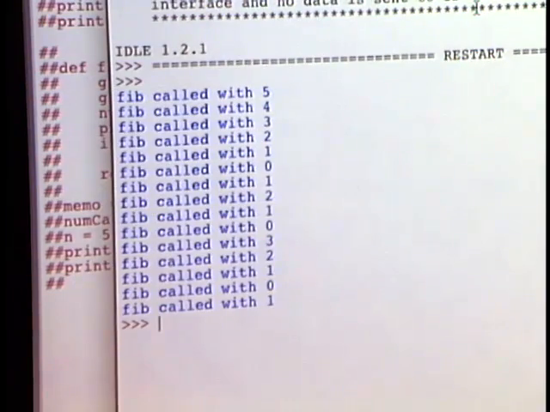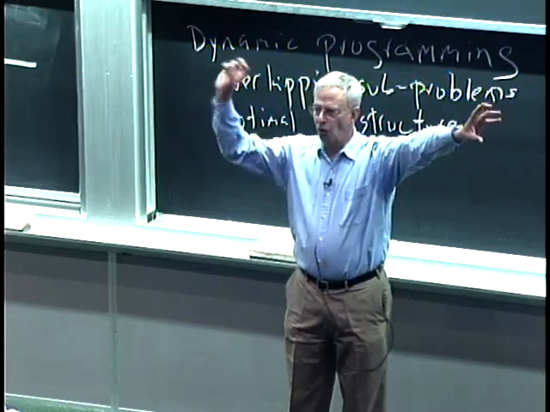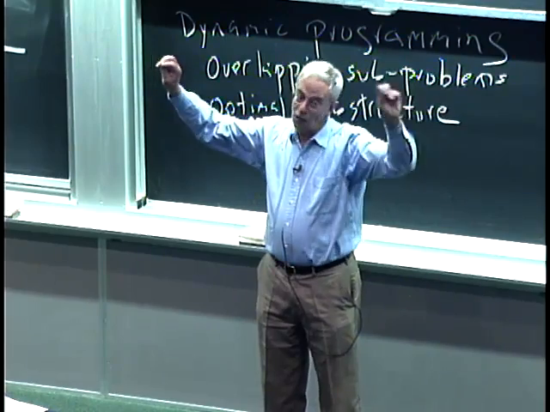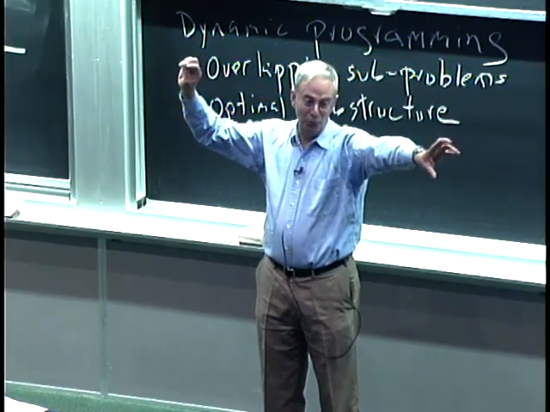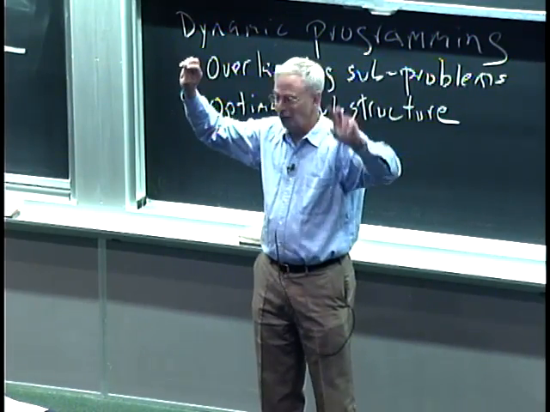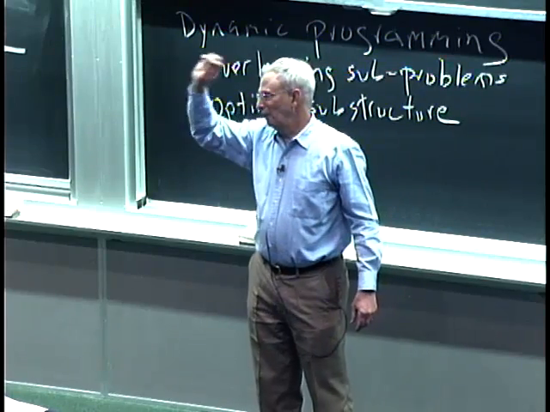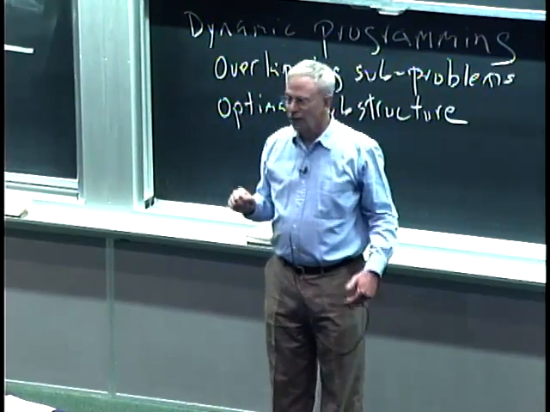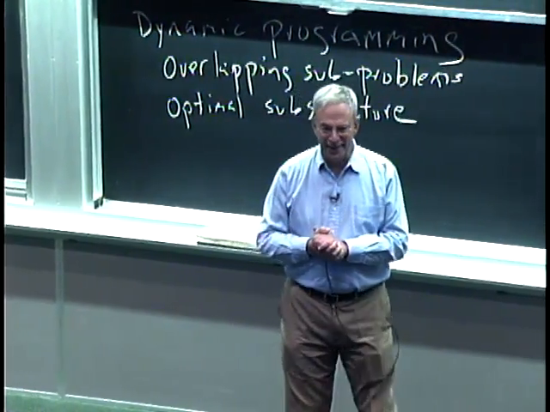And it makes sense, because I start with fib of 5, and then I have to do fib of 4 and fib of 3. Well, fib of 4 is going to also have to do a fib of 3 and a fib of 2 and a fib of 1 and a fib of 0. And then the fib of 3 is going to do a fib of 2 and a fib of 1 and a fib of 0. And so I'm doing the same thing over and over again.